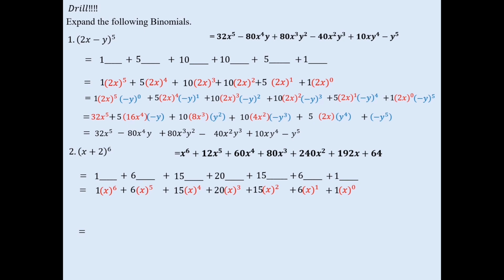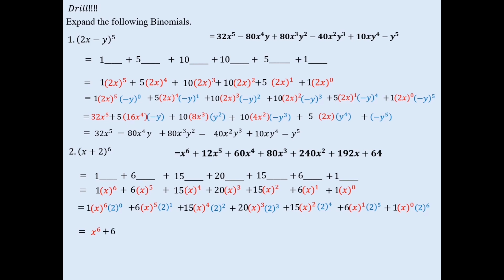You have 20x cubed. 2 cubed is 8, 2 times 2 times 2. 15x squared, 2 to the 4th is 16. Then 6x 1 is 6x, then 2 to the 5 is 32. And x to the 0 is 1, and 2 to the 6 is just simply 64. Simplifying that one, you have x to the 6. 6 times 2 is 12, x to the 5.